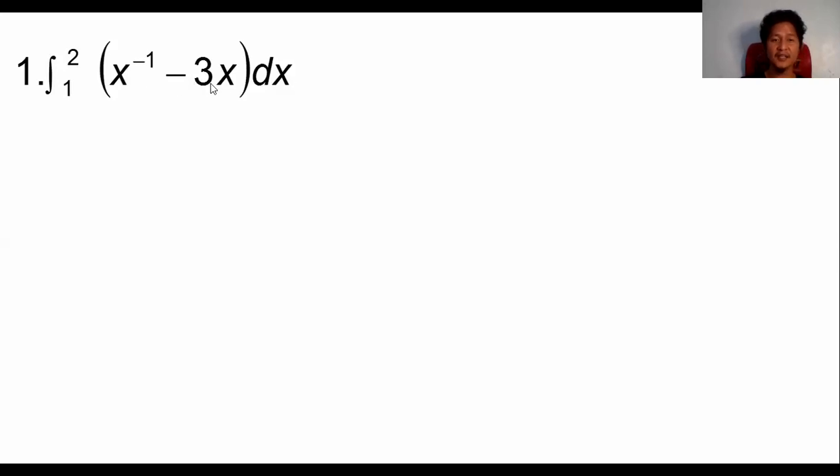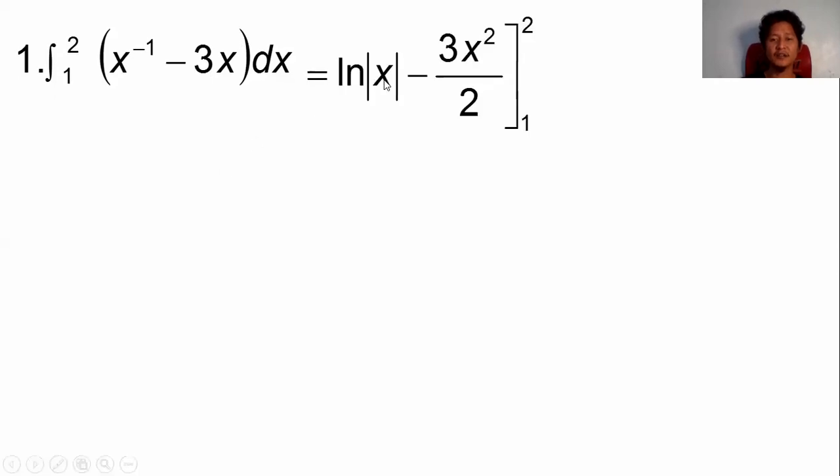Ito magiging 3x to the, di ba 1 ito, so magiging 1 plus 1, so this becomes 2 over 2. So, ang integral nito will be this, di ba? ln of absolute value of x minus 3x squared over 2. Now, again, yung plus c, tatanggalin ulit natin, and then we just evaluate from the lower to the upper limit or upper minus lower. Substitute na lang natin itong yung upper. Okay, so when x is 2, substitute na lang natin, and then when x is 1, so we have this.